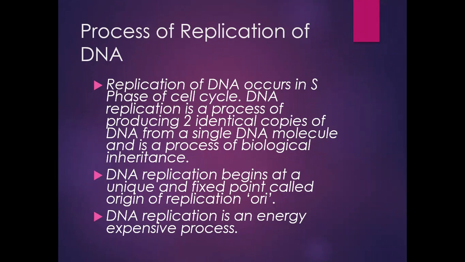Now next we have the process of replication of DNA. Replication of DNA occurs in S phase of the cell cycle. DNA replication is a process of producing two identical copies of DNA from a single DNA molecule and is a process of biological inheritance. DNA replication begins at a unique and fixed point called origin of replication, that is ORI. DNA replication is an energy expensive process.